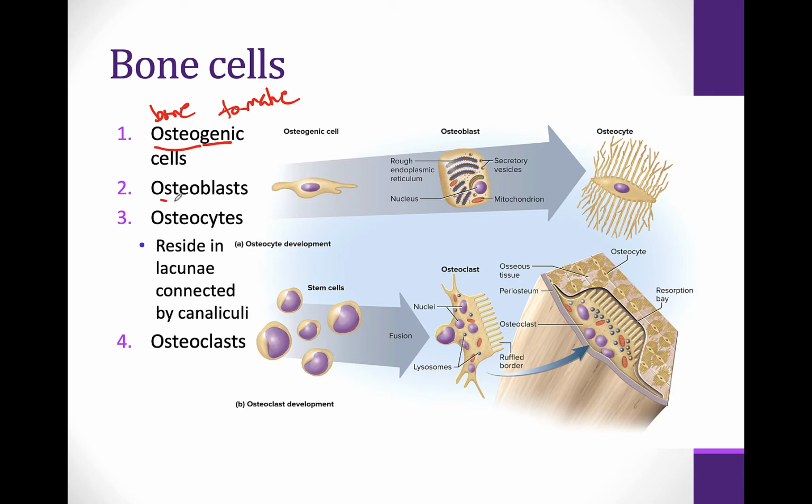The second type is called osteoblast. So these are going to be bone-forming cells. So they're a single layer on the endosteum or the periosteum. These are non-mitotic, so they do not do mitosis. They get generated from osteogenic cells into osteoblasts.